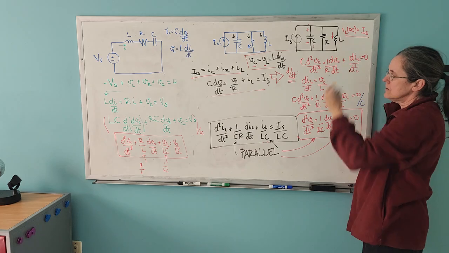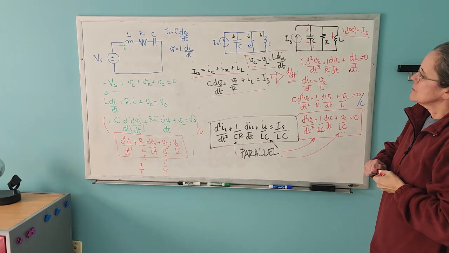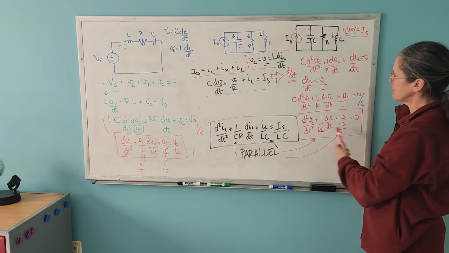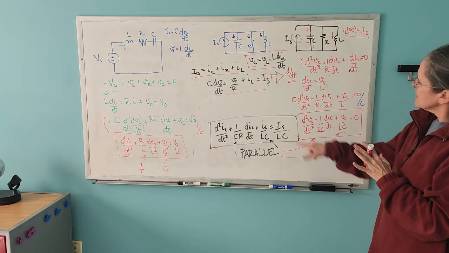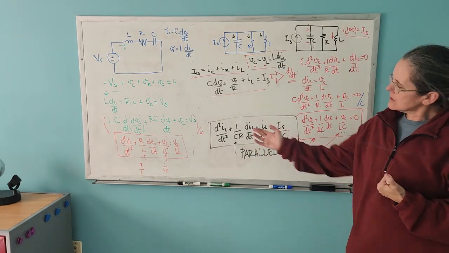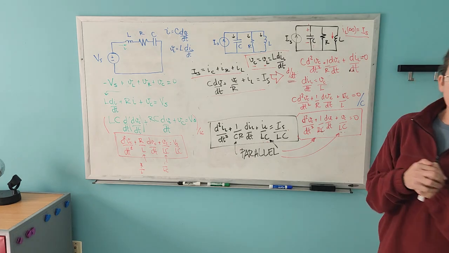So this here is the forced solution for IS, if we're looking at the current through the inductor, but the voltage across the capacitor is 0. Having said that, this is the only difference. The coefficients for the terms here stay the same, RC and LC. Now we're going to see how to solve this.